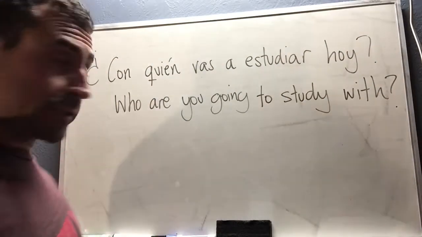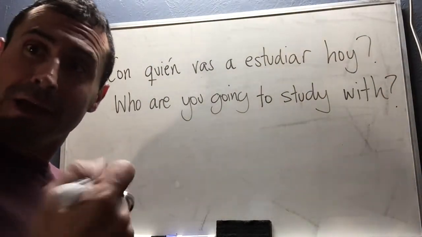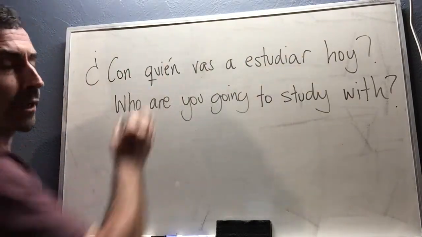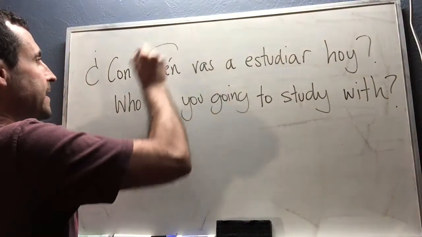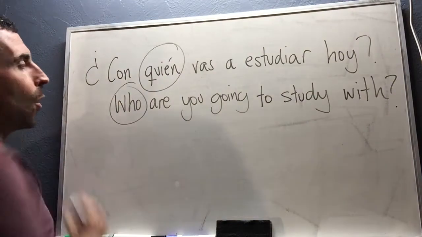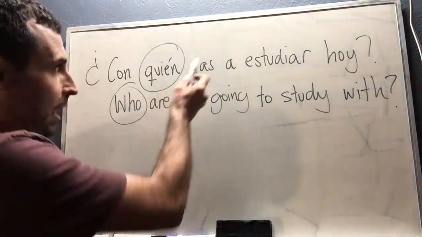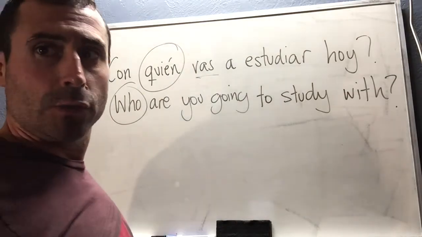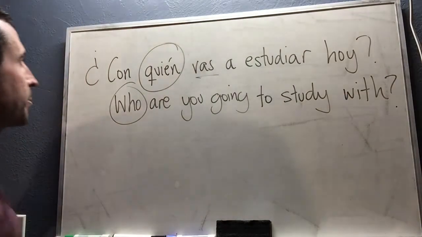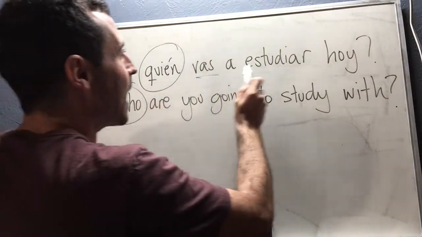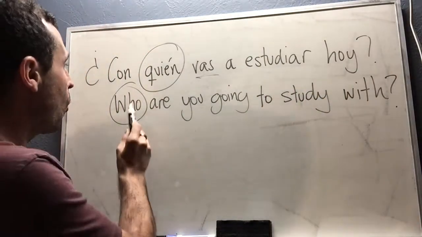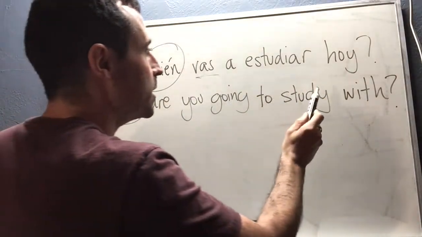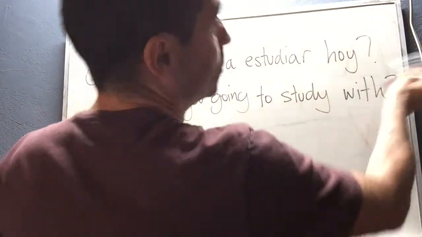Okay, so this is another example. Here I have another example. In this case, I want to use the interrogative pronoun quién, okay, which is who. All right. Again, we are applying the grammar that we taught the students on the second step. ¿Con quién vas a estudiar hoy? Who are you going to study with today?